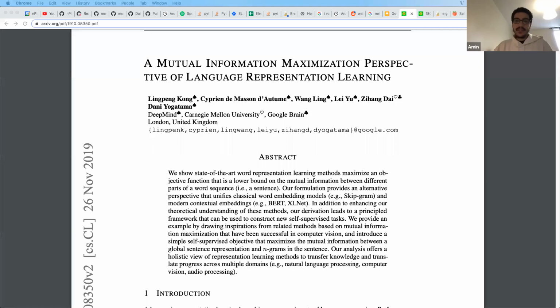Yeah, thank you, Carlos. Let me just share my screen. Okay, can everyone see that fine? All right, brilliant. So yeah, today's paper is A Mutual Information Maximization Perspective on Language Representation Learning. As Carlos said, I found this paper quite interesting, and I hope the attendees here today do as well.